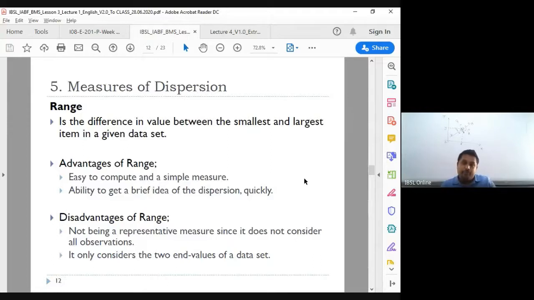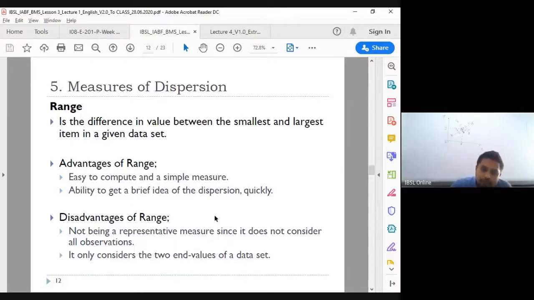That still I want to cater, isn't that so? So that's why, alongside the central tendency measures, measures of dispersion like range can become very handy and very useful. These are some of the disadvantages.